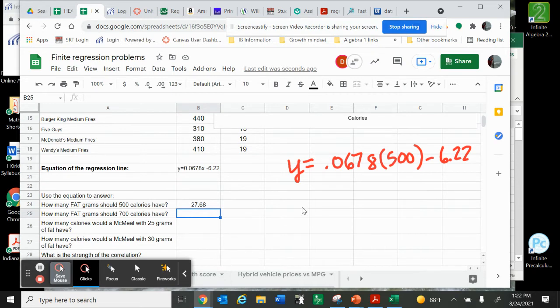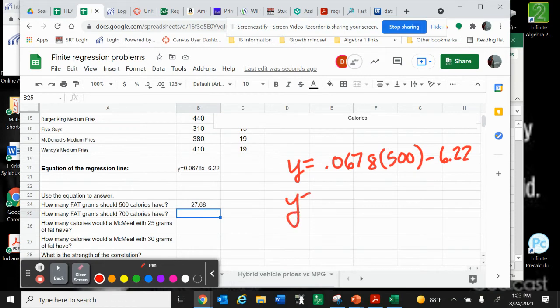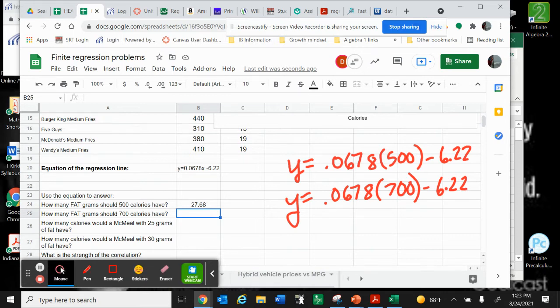So for 700 calories, I'm going to do the same thing. Only this time on my calculator, I'm going to put in 700 instead of 500. Do the same thing, go back to your calculator, type it in, you get 41.24. According to our line, that's what we should get.